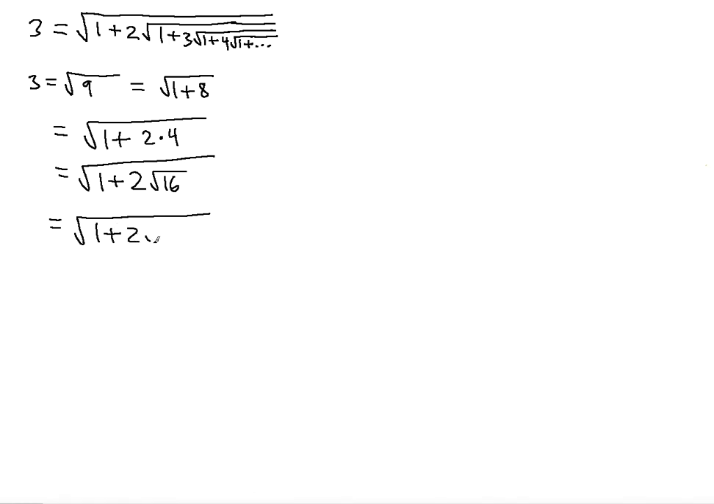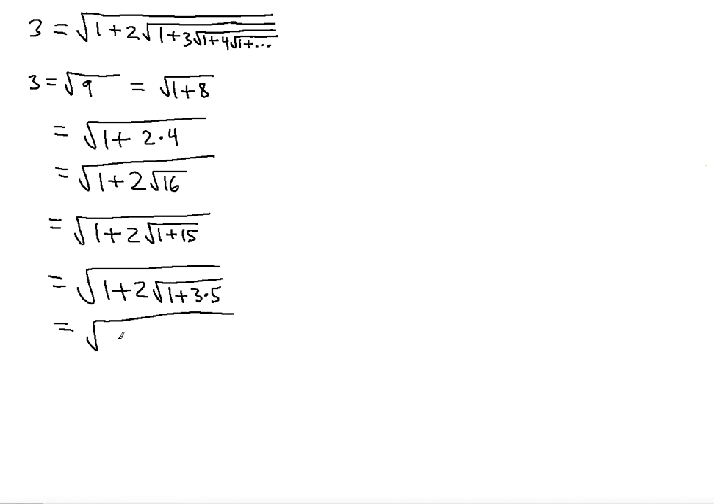1 plus 2. Now, as you can see in the formula, in the nested part we start again from 1 each time, right? So we have to have 1 plus 15 to express 16. Then we have 1 plus 2, radical 1 plus 3 times 5. Notice 3 is exactly 1 greater than 2, and 5 is exactly 1 greater than 4. We have 1 plus 2, radical 1 plus 3, radical 25.